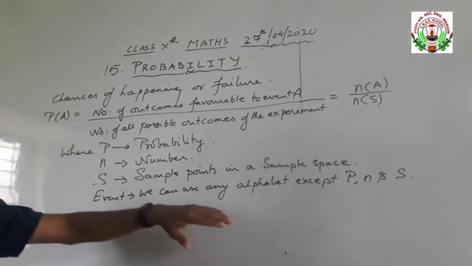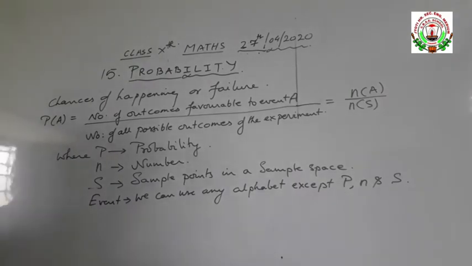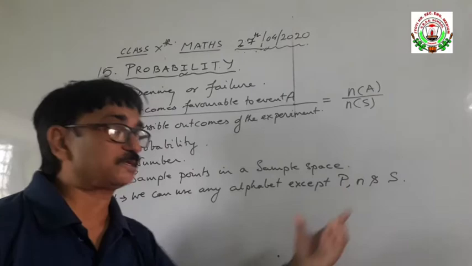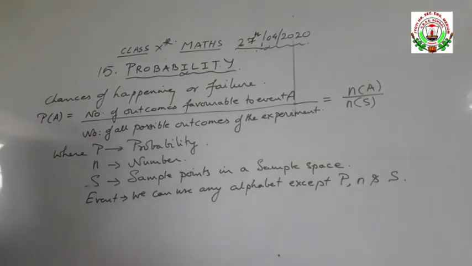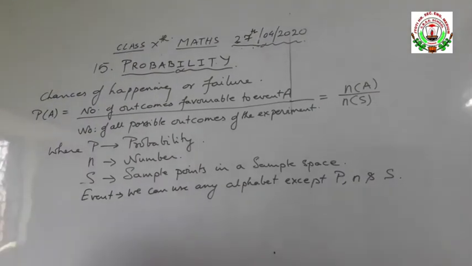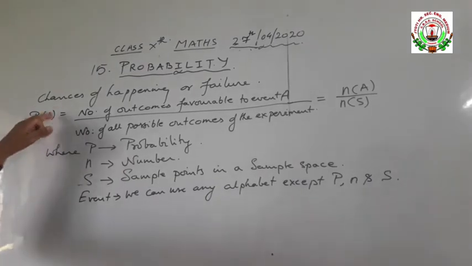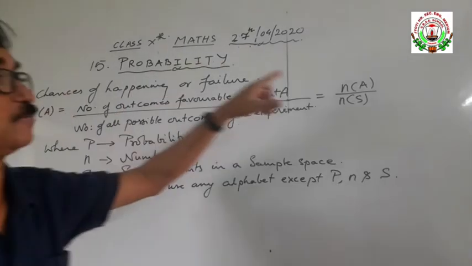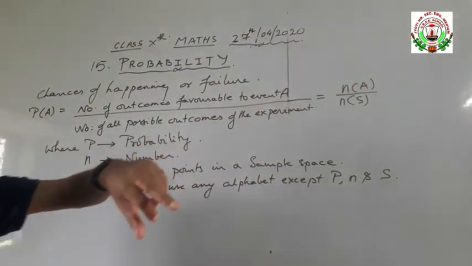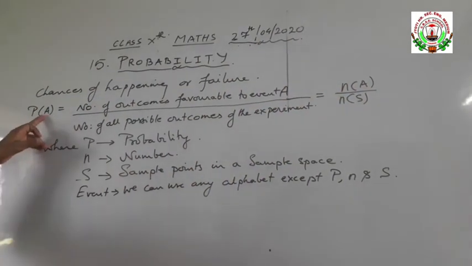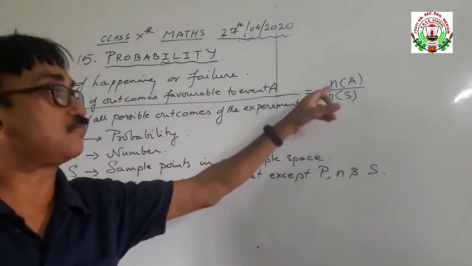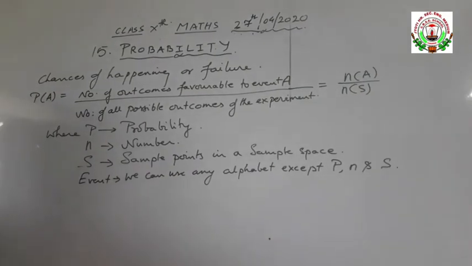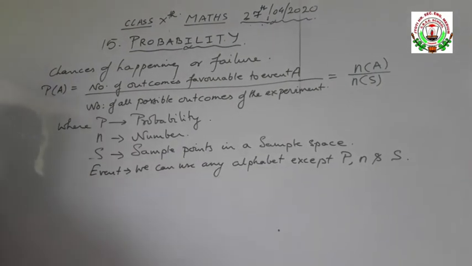So that's why out of the 26 alphabets, 3 alphabets are fixed for this, and out of the remaining 23 alphabets you can use any for representing the event. Here I have taken, suppose, event A, so it will be written as P(A). If you are taking the event as F, then it will become P(F) equals n(F) upon n(S). Now we will discuss the sample points.